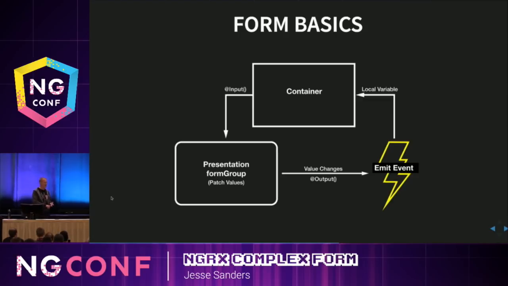It's going to select the data, and it's going to pass it down to the presentation component via its input. The presentation component is going to create a form group. On changes of that input coming down, it's going to go ahead and patch those values onto the form group. And then when any sort of value changes, we're going to watch value changes on the form, and when those happen and we're valid, we're going to output those through an emit event and set our local variable. So it's a very simple pattern.